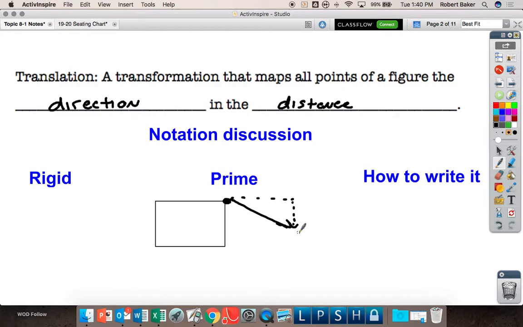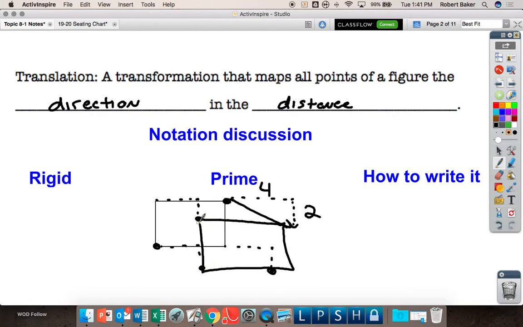So if this vertex goes to the right and down, what does every other vertex have to do? Let's say it went right 4 and down 2. How is this one going to slide? It's going to go right 4 and down 2. What about this one? Right 4 down. What about this one? Right 4 down. So no matter what happens, I will get the same shape. It's a rigid transformation. Every vertex will move right 4 and down 2. So that's a rigid transformation.